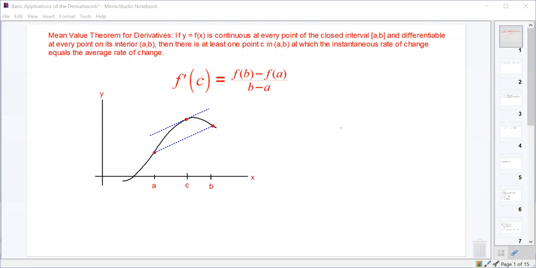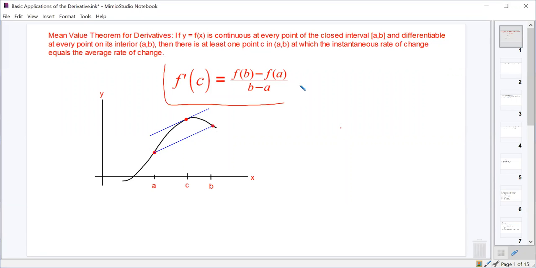So the mean value theorem for derivatives, it's pretty straightforward. The mean value theorem for derivatives says that if you have a function that's continuous on a closed interval and it's also differentiable, so you can take the derivative at every point on the open interval from a to b, then there is at least one point between a and b where the instantaneous rate of change, or the derivative, is equal to the average rate of change, or the slope between the two inputs, right?